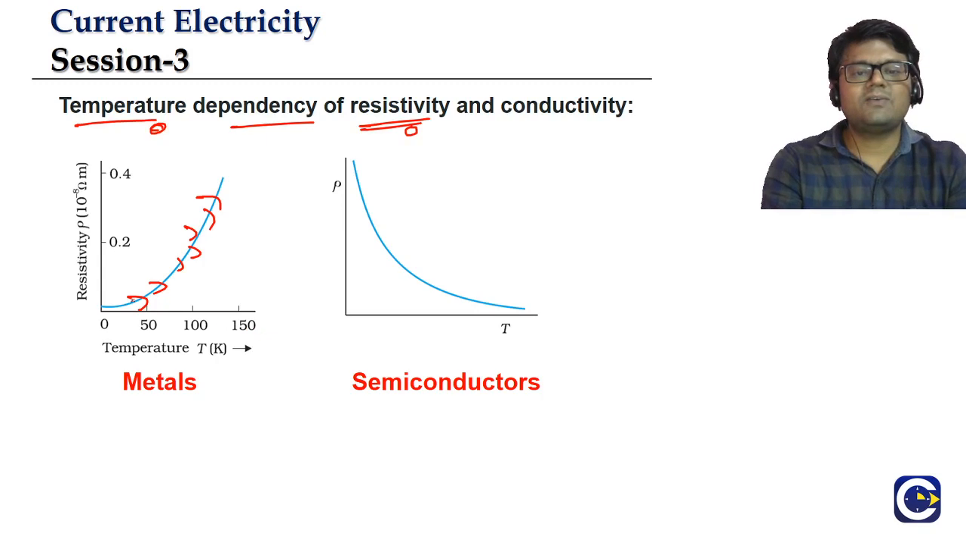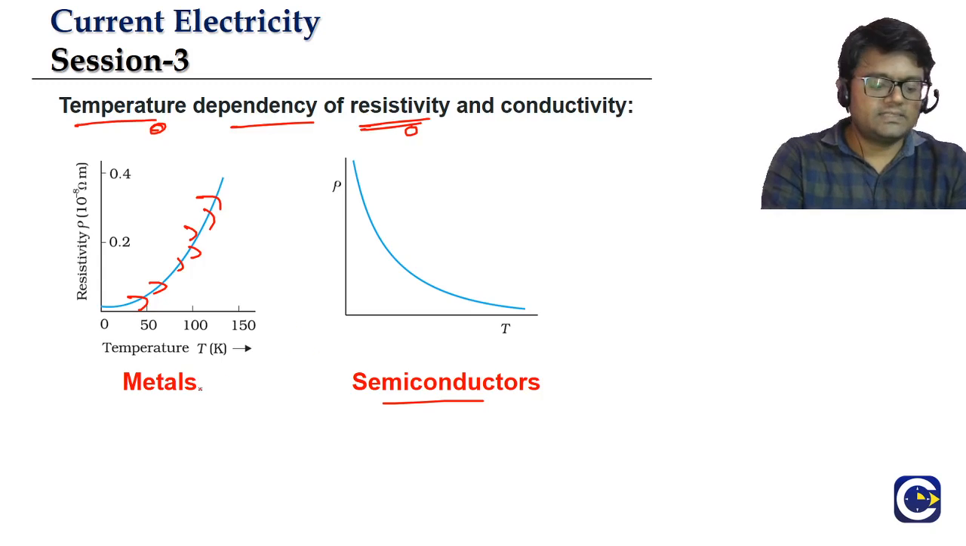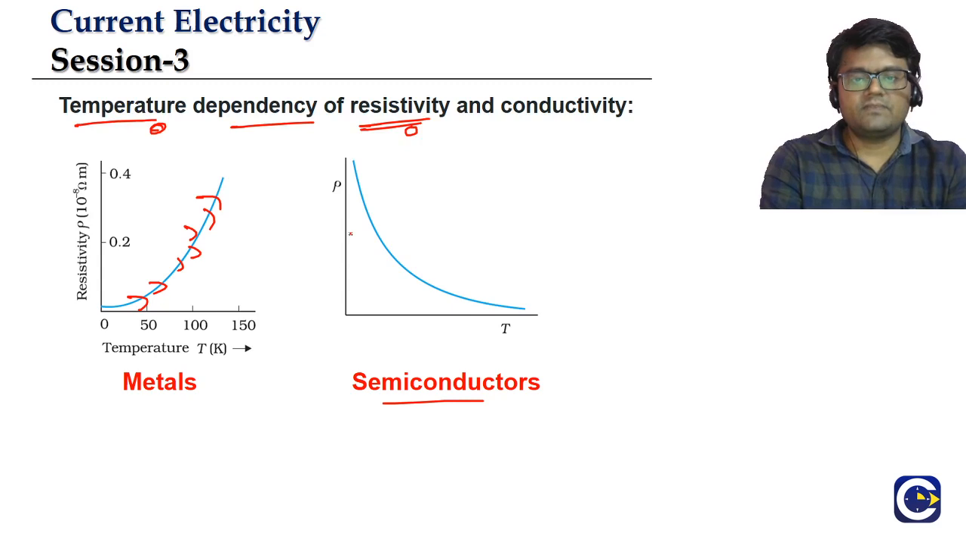Okay. So what happens to the resistivity? It will keep on increasing with temperature. Whereas in the case of semiconductors, we have exactly contradicting behavior. What is the situation in the case of semiconductors? If we increase the temperature, we see that the resistivity value is decreasing. And we actually wanted to know the reason for this. Why for the metals it is increasing with temperature and why for the semiconductors it is decreasing.